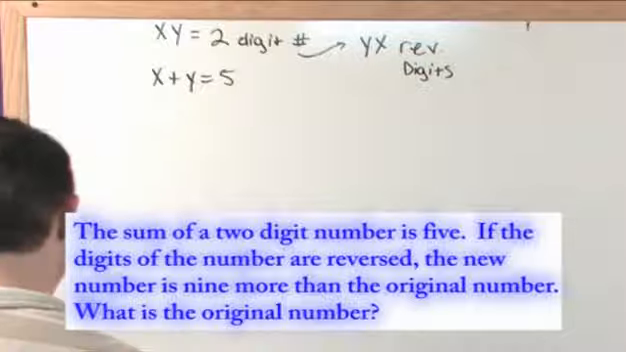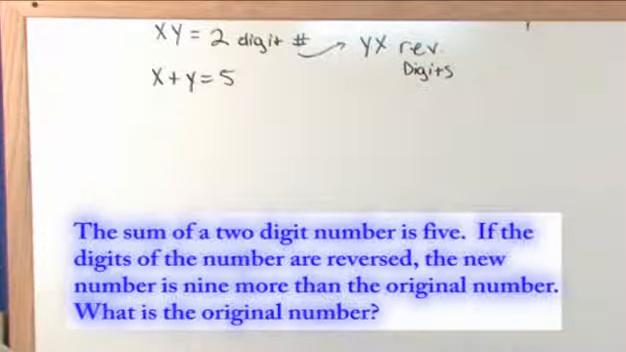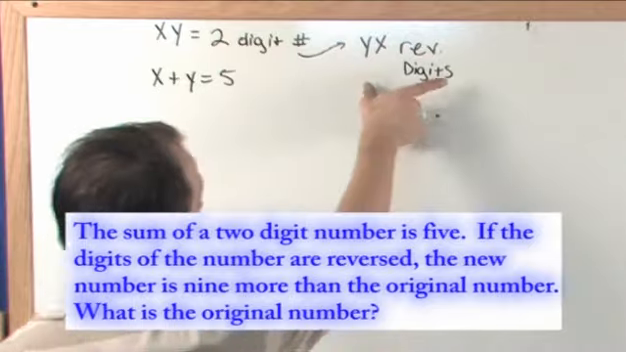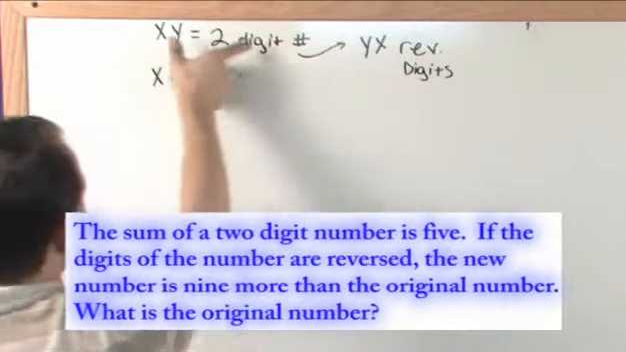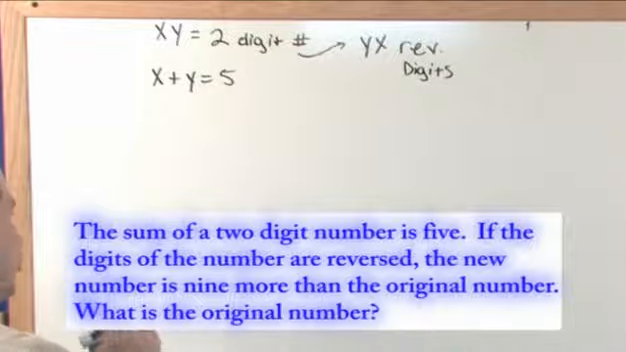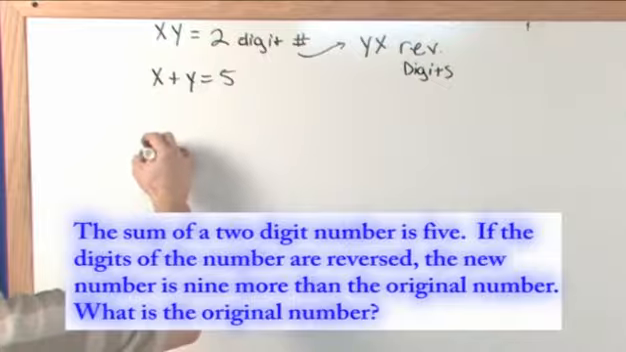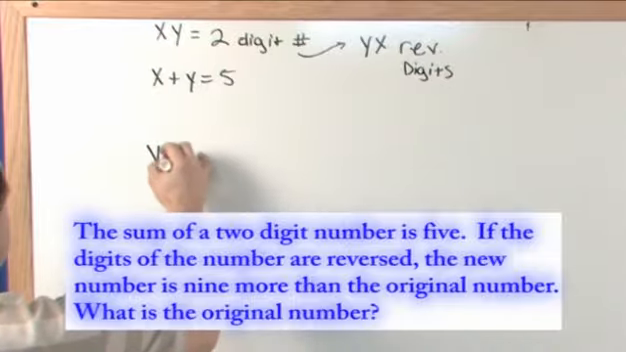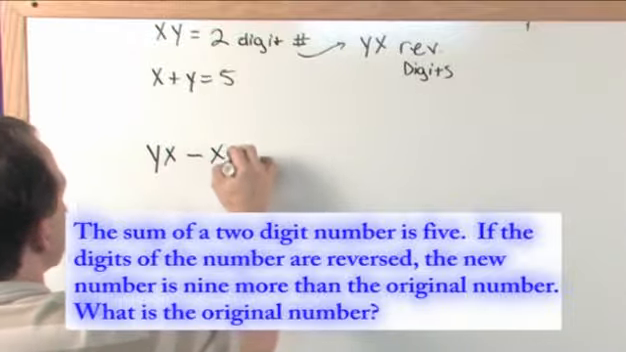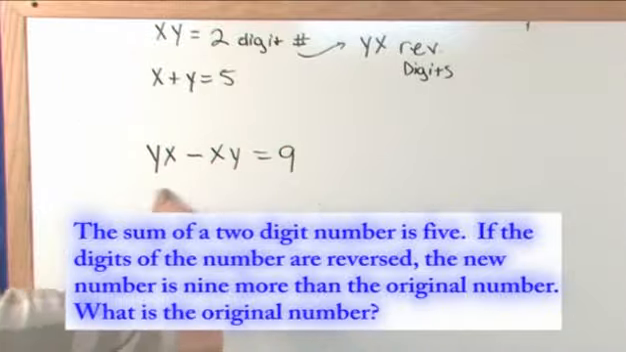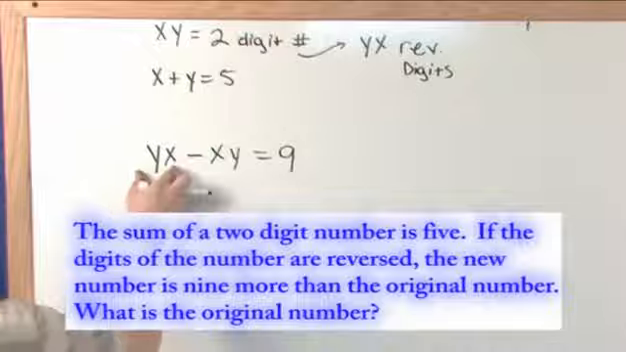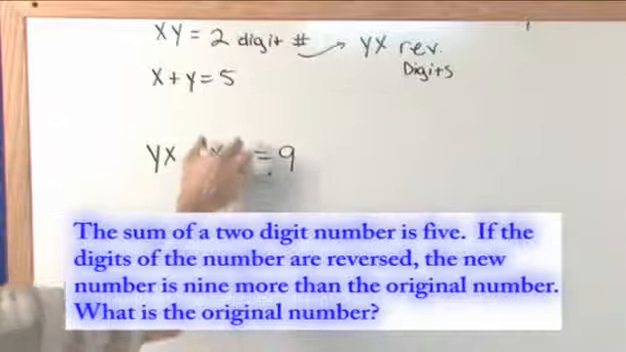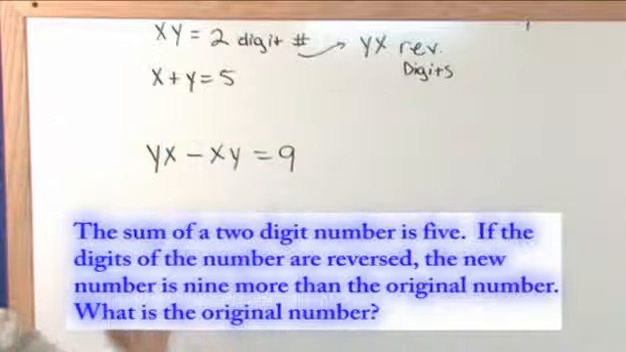That's what we're actually doing, because it says right here, if the digits are reversed, the new number is 9 more than the original number. So this number is 9 more than this number. Now we do not want to write down this. This is a huge mistake, and that's why I'm pointing it out to you. This is very much what you would think to do, because this is the new number, right? And this is the old number, right? So you subtract them, they should equal 9.